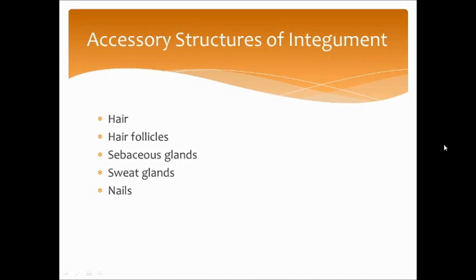Welcome back to the integumentary system. Last week we talked about the skin part of the integumentary system. This week we're going to talk about the accessory structures of the integument. That will include hair, hair follicles, sebaceous glands, sweat glands, and nails.